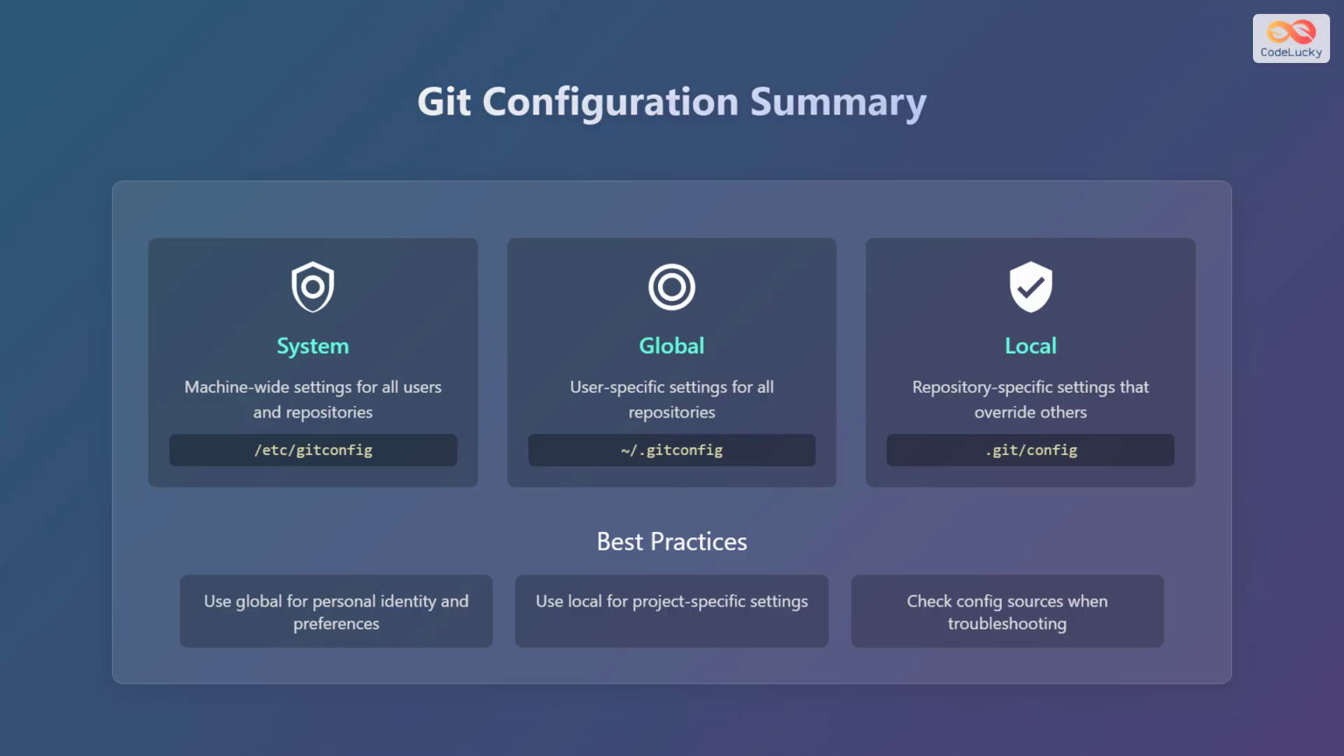Here are some best practices. Use global configuration for personal identity and preferences. Use local configuration for project-specific settings. Check configuration sources when troubleshooting.